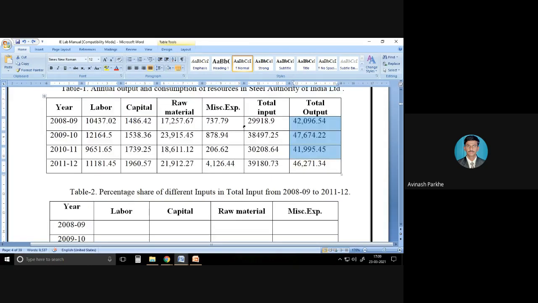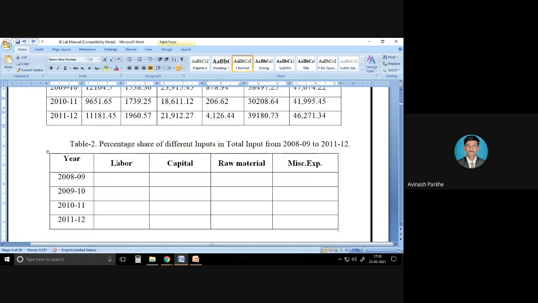Out of this particular total input, how much percentage share is given by the labor? How much percentage share is given by the capital? How much percentage share is given by the raw material? And how much percentage share is given by the miscellaneous? So in the second table, we have to fill all this particular information.